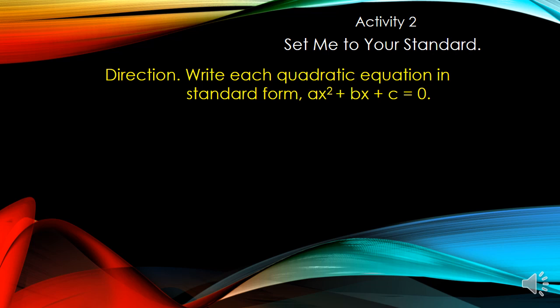In this form, the first term ax squared is called the quadratic term. The second term, positive bx, is called the linear term, and the last term, positive c, is called the constant term. So order matters. First, quadratic. Second, linear term. Then third, the constant term. Then we have the equality symbol and 0 there.